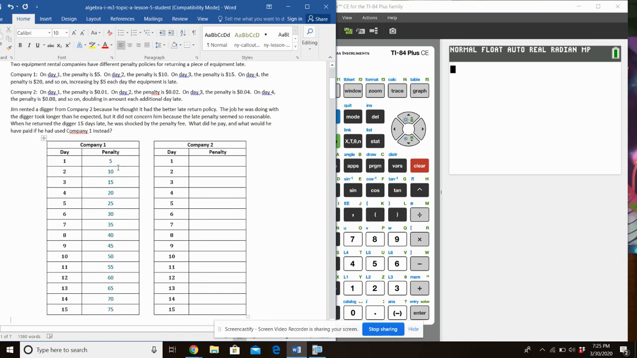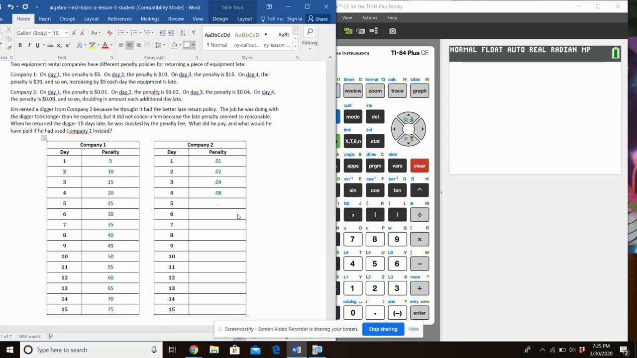Okay. Company number 2. On day 1, the penalty is 1 penny, so 0.01. And day 2, it is 2 pennies. Day 3, it is 4 pennies. Day 4, it is 8 pennies or 8 cents. And so on, doubling in amount each additional day. So because this is doubling, or if you notice the change here is being multiplied by 2, that makes it a geometric sequence. So if you need your calculator, bust it out. Otherwise, let's go ahead and finish up this pattern here.